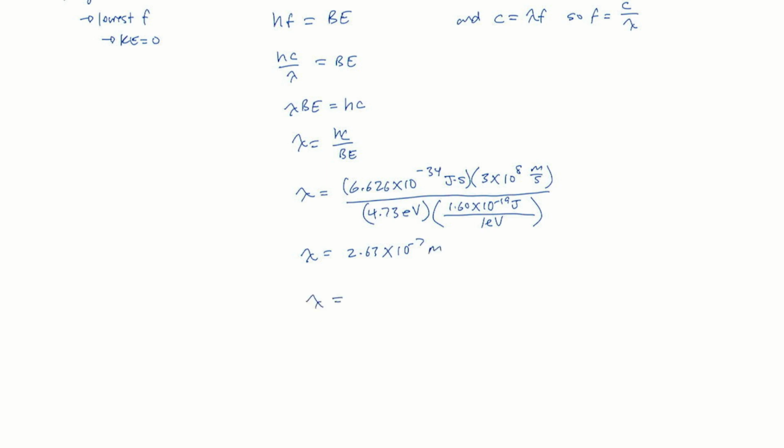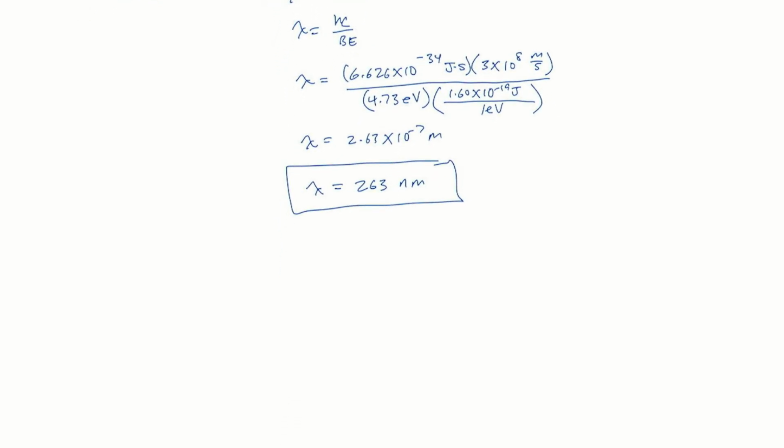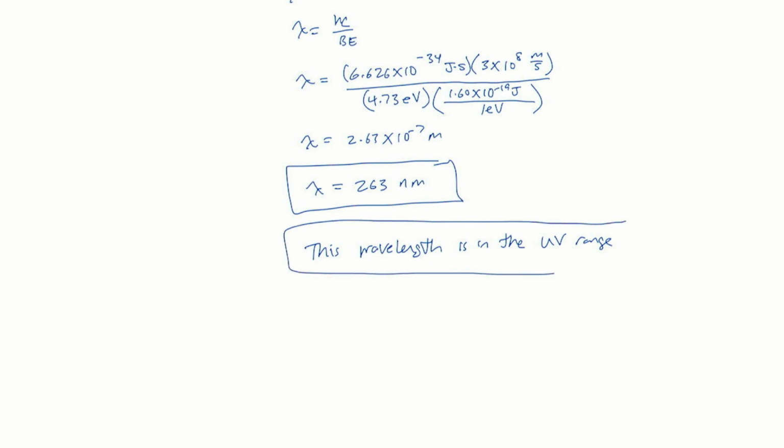And so that is 263 nanometers. Okay, so that's the wavelength. That's the longest wavelength. Now the visible range is around 380 to 750 nanometers. So this is not in the visible range. The UV or ultraviolet range is from 100 to 400 nanometers. And so we can say this wavelength is in the UV range. So not in the visible, it is in the ultraviolet.